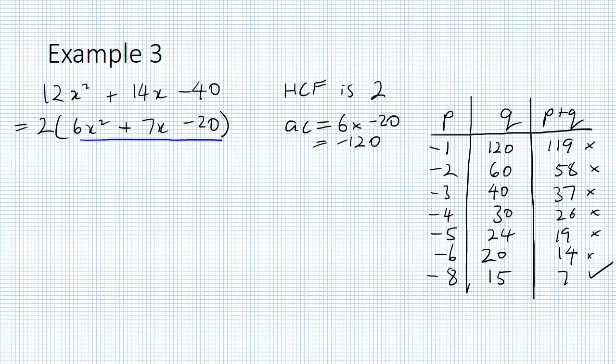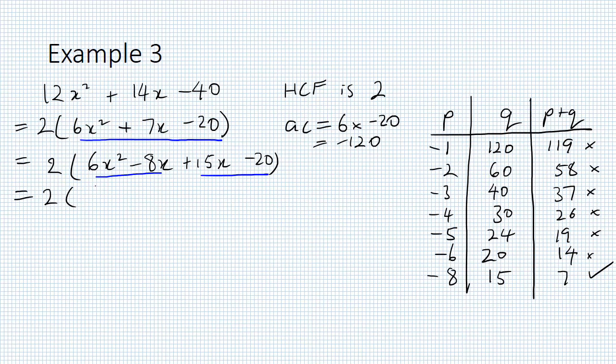Okay, so notice with a number like 120 or minus 120, quite a few factors to consider. Okay, so keep that 2 at the front, so don't remove that. So we've got 6x squared, take 8x, plus 15x, take 20. So that's the splitting the x term part of it. Again, keeping that 2 at the front. And we've got grouping those two terms and grouping those two terms.